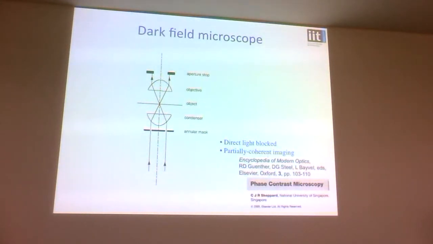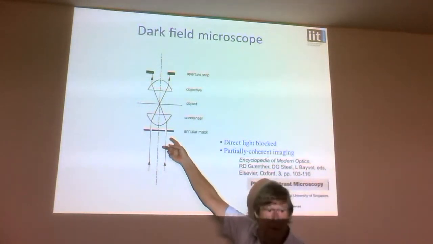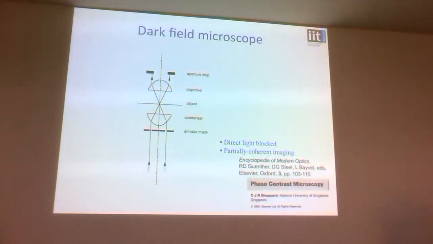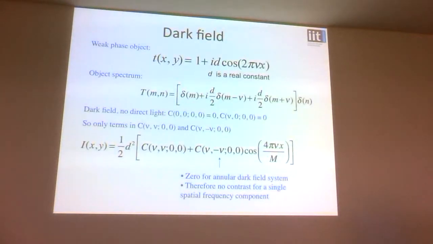One type of microscope I haven't said anything about so far is a dark field microscope, and I'll say a bit about that as an introduction to Zernike. What you do in a dark field microscope, you have an annular mask on the input side, and then you have an aperture stop in your objective lens, which basically stops the direct light, and you only let through the scattered light. So in this way you can see very weak structures. And it turns out you can also get the phase information.